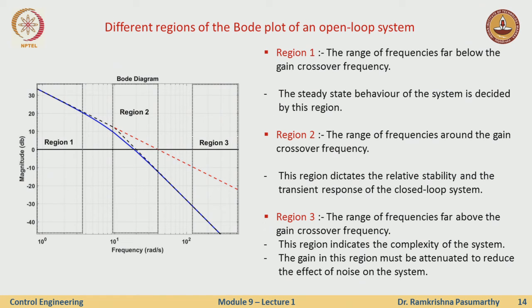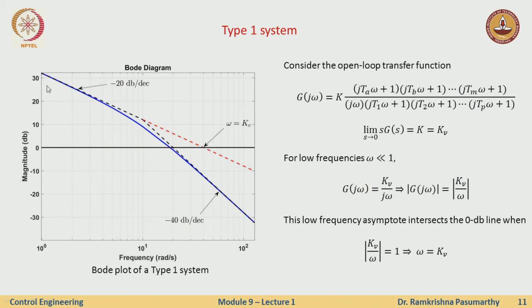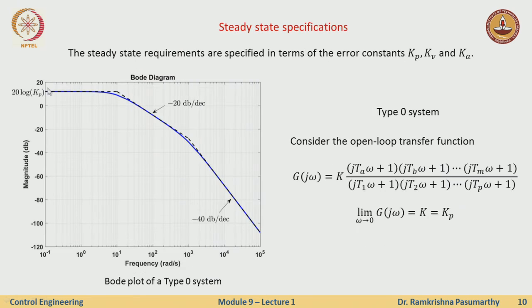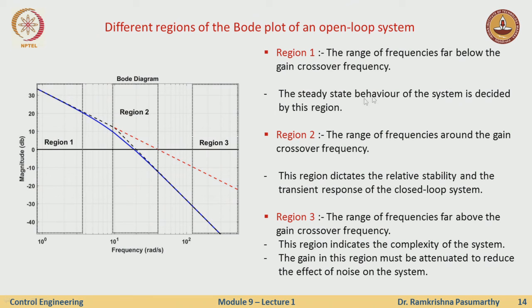Okay, now so far we saw relations between how the phase margin and the gain margin are related to the time domain specifications in terms of zeta, omega n, the bandwidth, the resonant frequency and so on. Now, based on what we had argued so far, if I look at these plots, the low frequency region, omega being less than 1, if I call it region 1, it decides the steady state response, right. So, region 1 will decide how my system behaves at the steady state. What are the steady state specifications? They are either in terms of Kp or Kv or Ka.